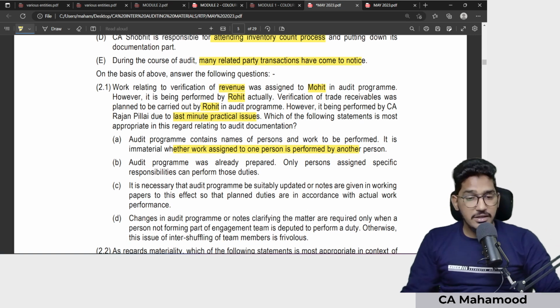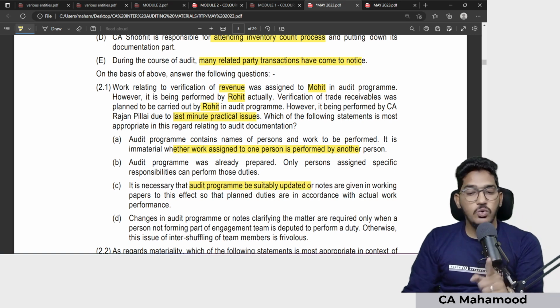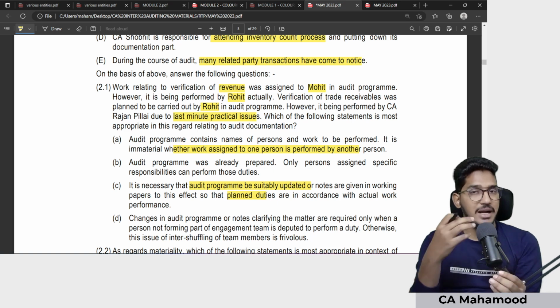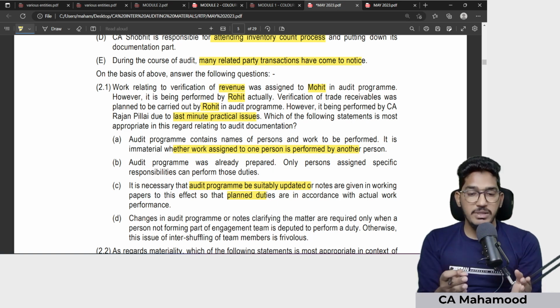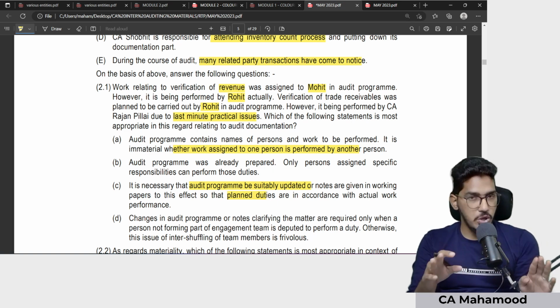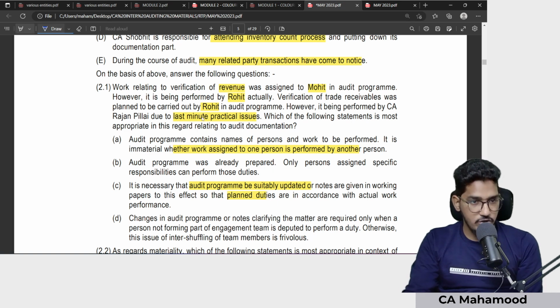Option C: it is necessary that the audit program should be suitably updated, or notes are given in working papers to this effect, so that planned duties are in accordance with actual work performance. Since the change has happened in the practical work, what needs to be done? The audit program has to be updated, and all the relevant notes regarding the changes in the audit program should also be documented. So option C is the correct option.